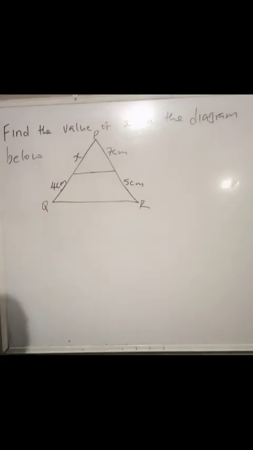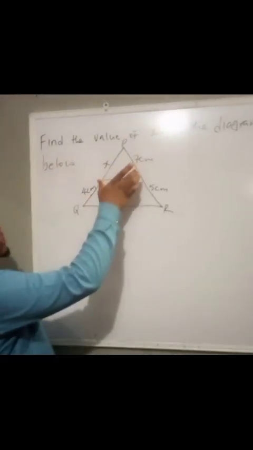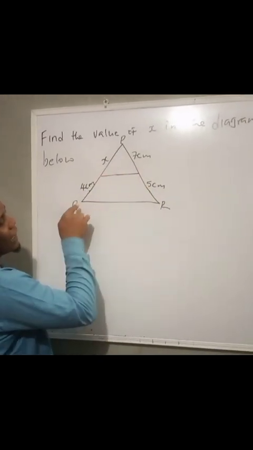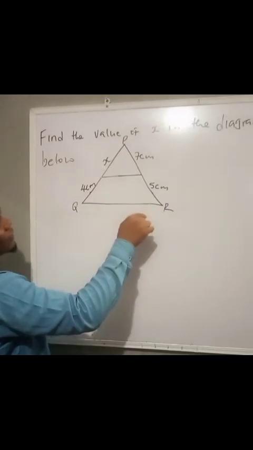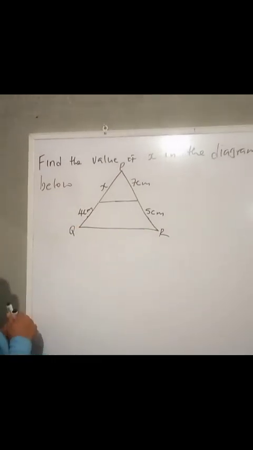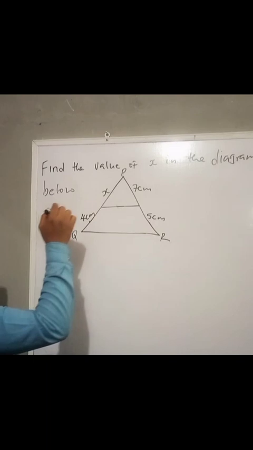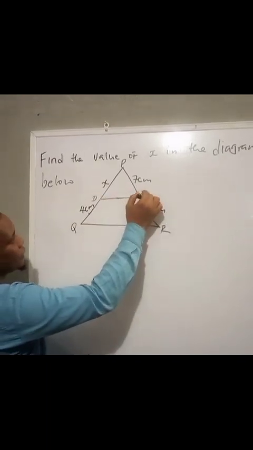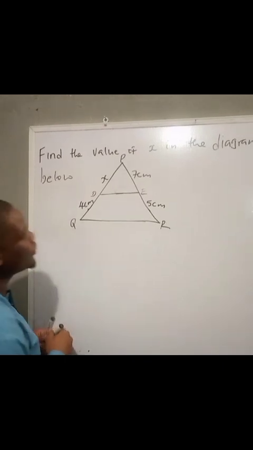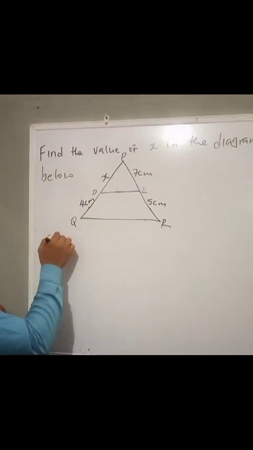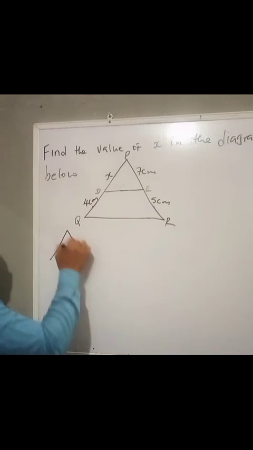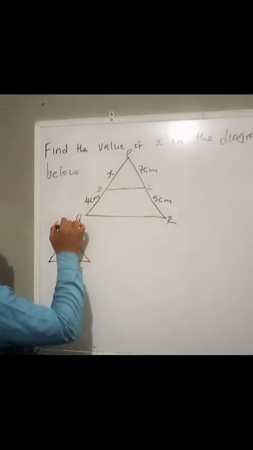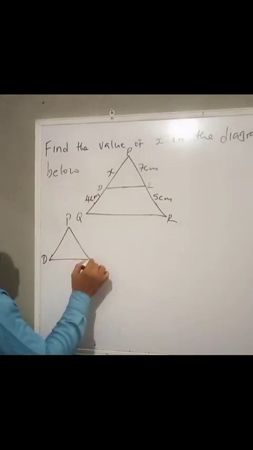So how do I answer this? Since it's a similar triangle, there's a smaller triangle that is inscribed inside the bigger one. So I'll separate the triangles. I can come here to put maybe DE so that it will be easy for me to separate. So I will be having the first smaller triangle. Look at it, I have PDE. So I can put P here, D and E.